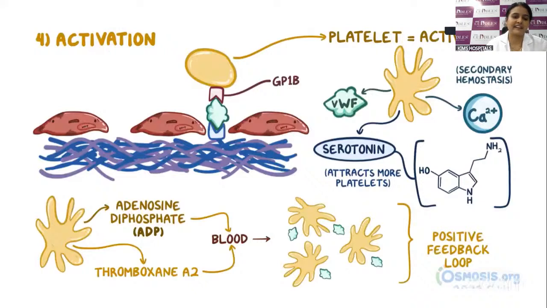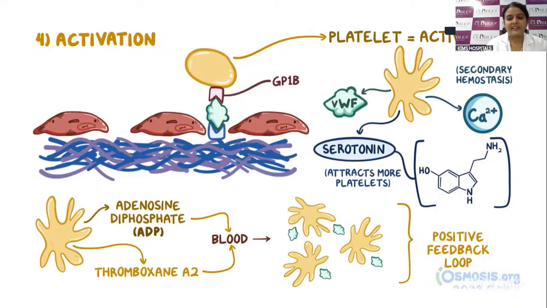Now, coming to the activation, the platelets which come in contact with the von Willebrand factor bound to the collagen with the help of glycoprotein 1b become activated. These activated platelets undergo various conformational changes in shape and release von Willebrand factor into the blood, also serotonin, calcium, adenosine diphosphate, and thromboxane A2.